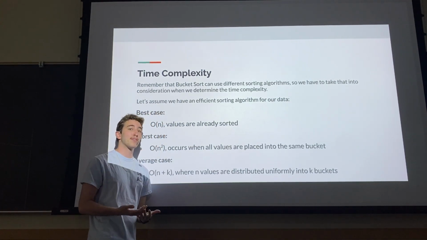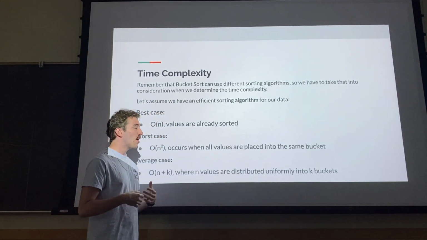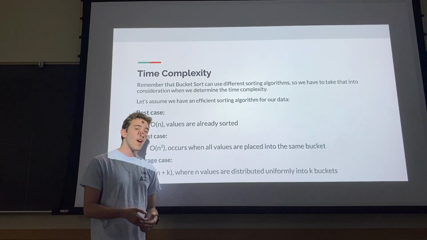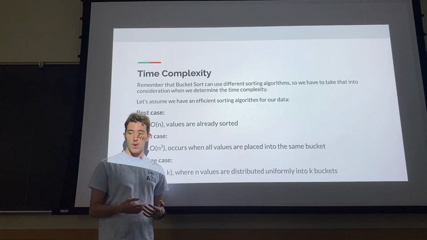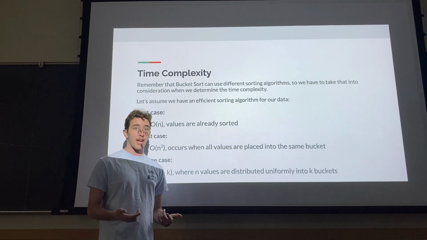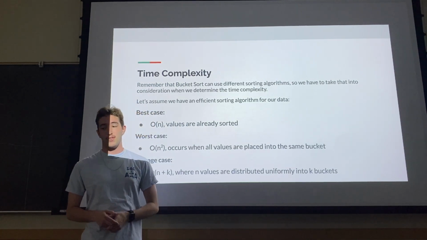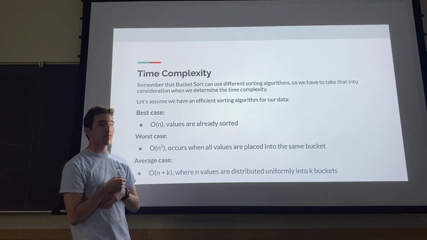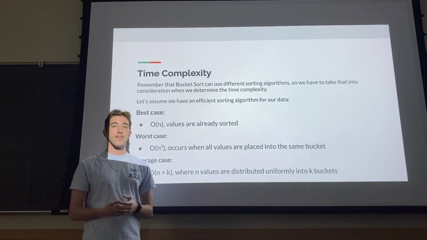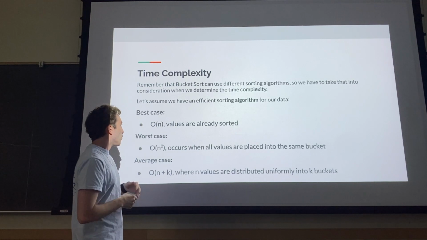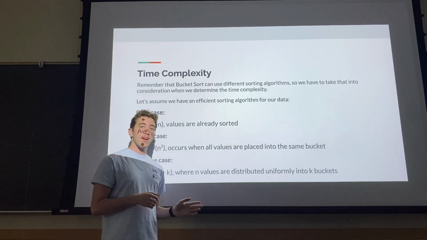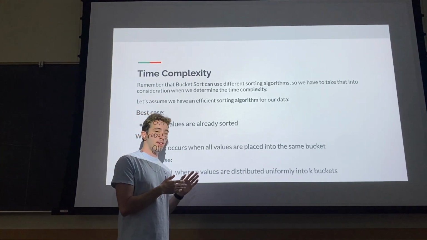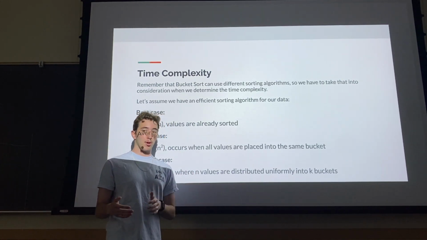So I want to talk a little bit about time complexity of the bucket sort. It's kind of tricky when we talk about this because it depends on which sorting algorithm we're using for sorting the buckets. So let's just assume that we have an efficient sorting algorithm. Doesn't matter what it is as long as it's efficient. Best case scenario, we know that the time complexity will be O of n, and that's where the data set is already sorted. Worst case scenario is going to be O of n squared, and that's when all of the data is placed into a single bucket rather than distributed across multiple buckets.